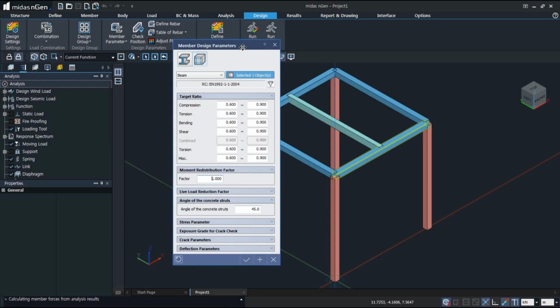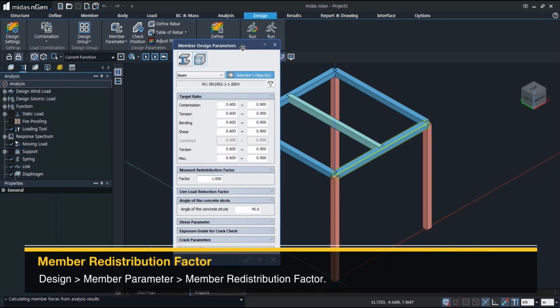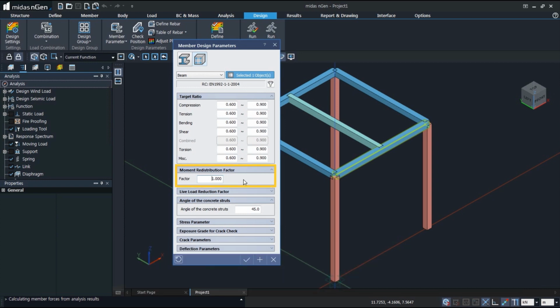This is the video tip session for moment redistribution factor. In Midas nGen, the user can manually define the moment redistribution factor, and we will look into the Eurocode specification for more detailed information.